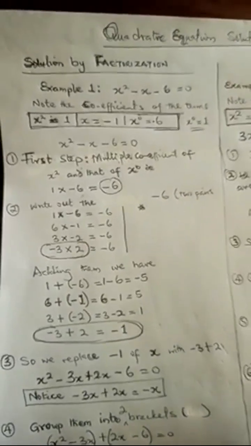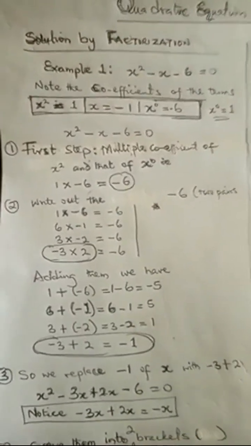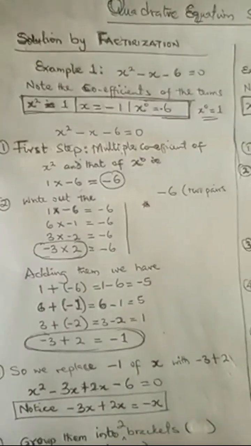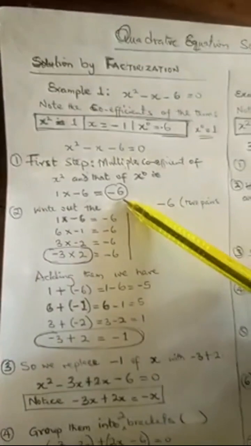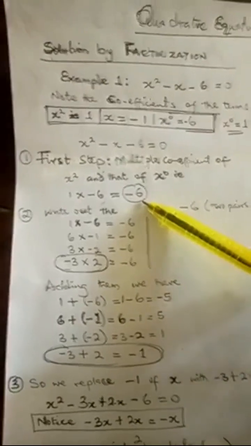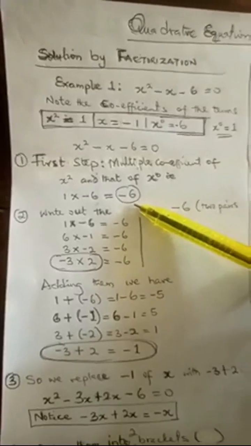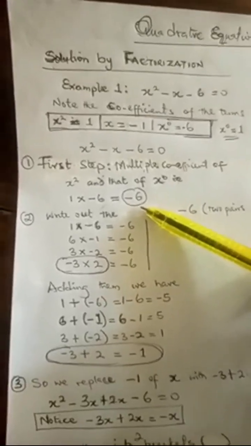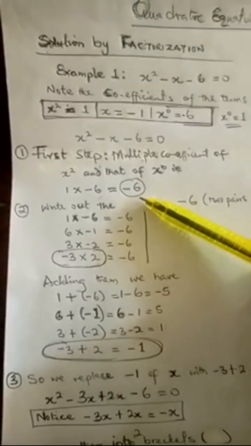So I bring back the quadratic equation. Now to solve by factorization, what we are going to do is to multiply the coefficient of x raised power 2 and that of x raised power 0. That is to say, we are going to multiply 1 times minus 6, and the answer is minus 6. Having gotten this minus 6 is going to help us a lot. Now, we are going to write the factors of minus 6 in pairs, two whole numbers that we multiply to give minus 6.